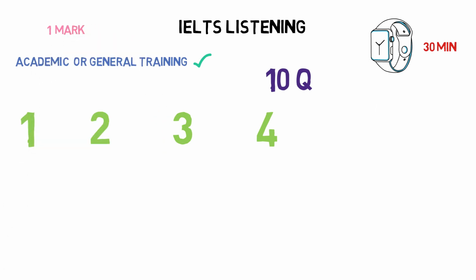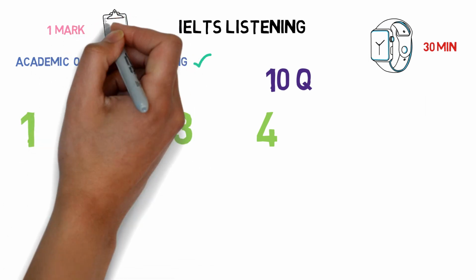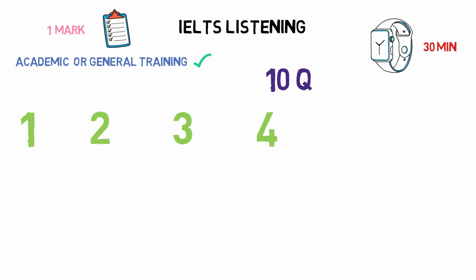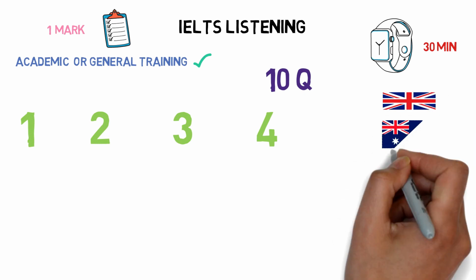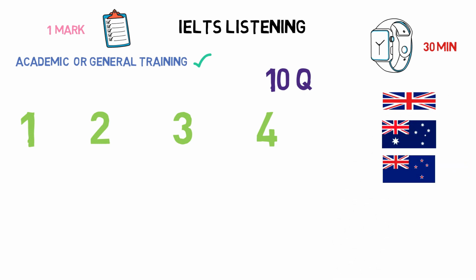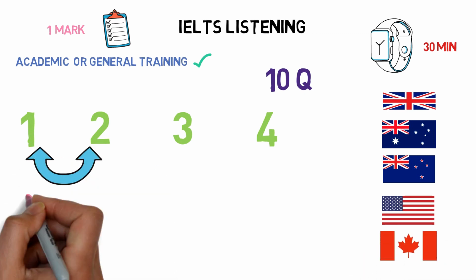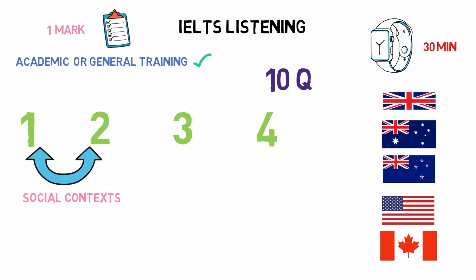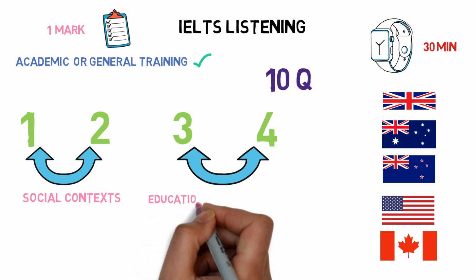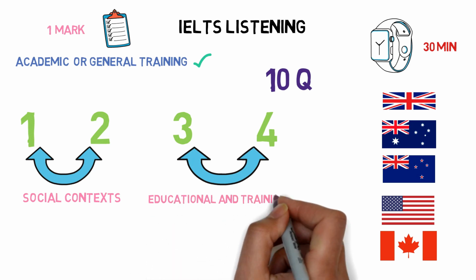1 mark is given for each correct answer. Take care when writing answers on the answer sheet. Misspelling and grammar errors decrease your band score. The accents used in the recording are British, Australian, New Zealand, American, and Canadian. The first 2 sections are based on everyday social contexts and the last 2 sections deal with educational and training contexts.